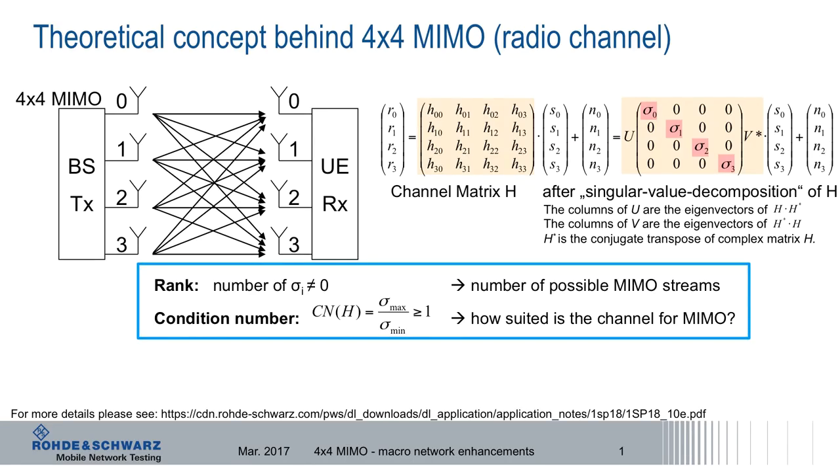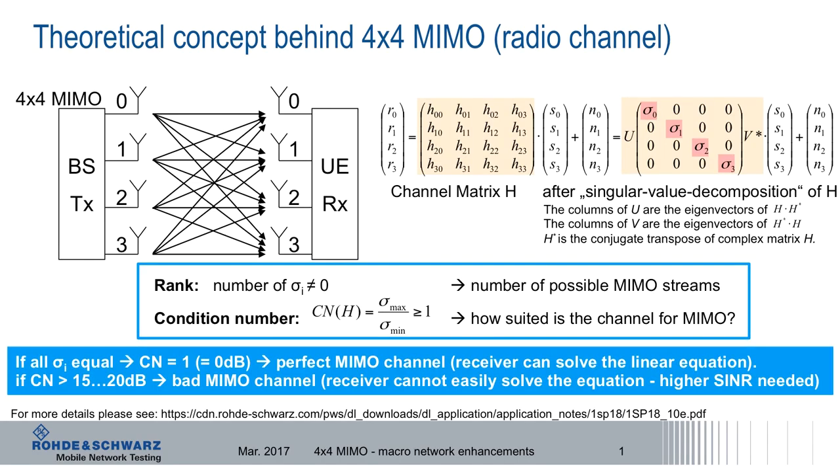Now we talk about two very important topics, the rank and the condition number. The rank is the number of non-zero singular values, so non-zero sigmas, and this gives us the number of possible MIMO streams. So in a 4x4 MIMO system it can be maximum 4 or even less. The condition number is basically the maximum sigma divided by the minimum sigma. This defines how suited the channel is for MIMO, how easy the receiver can solve these linear equations.